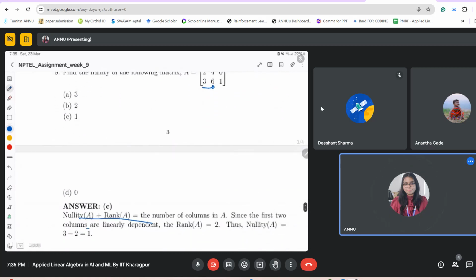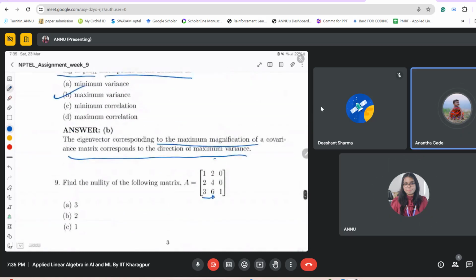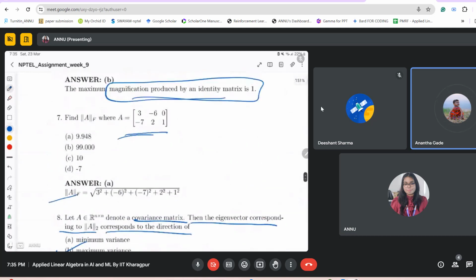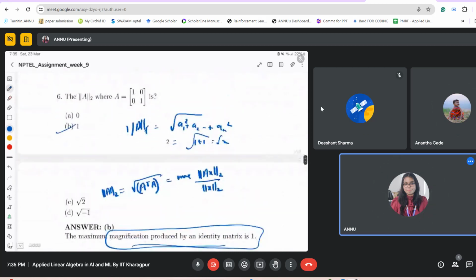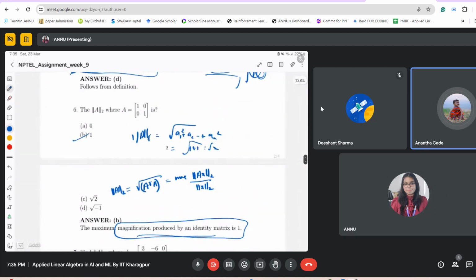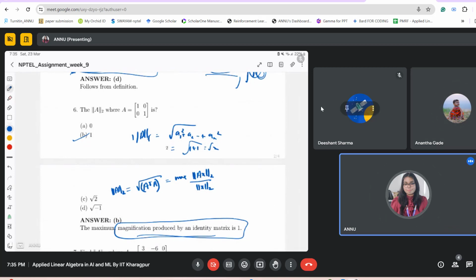Nice. Ma'am, I have a doubt on the question you have written. Which question? 6. The 2 norm is equal to the root of A transpose A. For a matrix, we define it like this: root over A transpose A, for any square matrix.